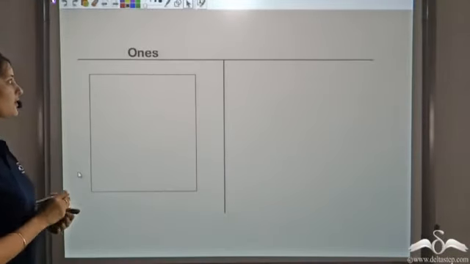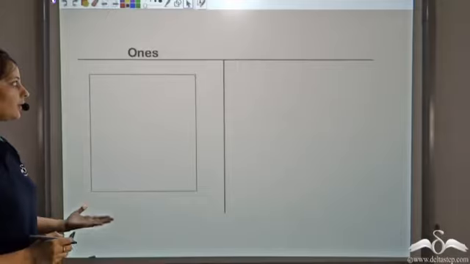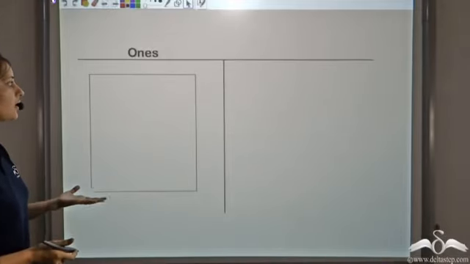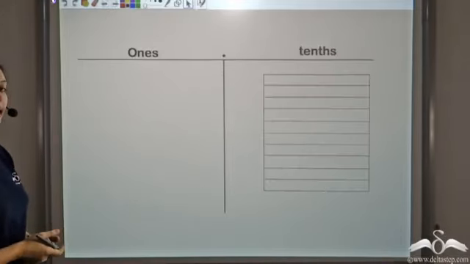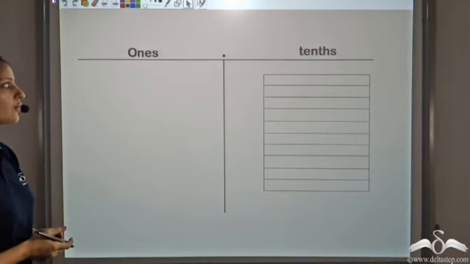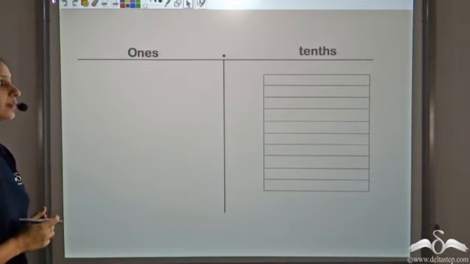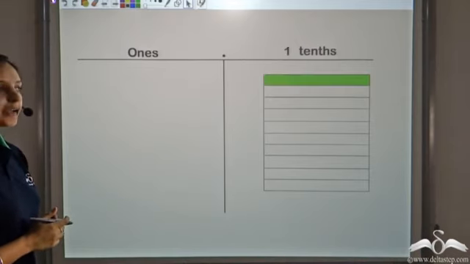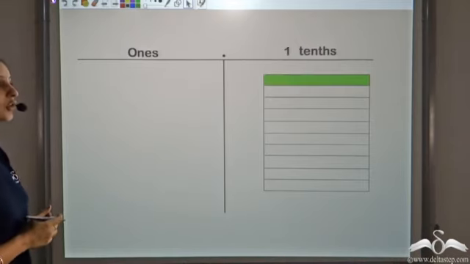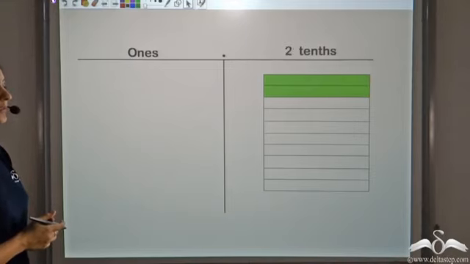Let us say that we represent ones by this box 1. This is one box. Now if I divide it into 10 equal parts, I get tenths. Observe this decimal point after ones. Now if I color one of these tenths, I get 1 tenth. Now coloring 2 gives me 2 tenths, and so on.